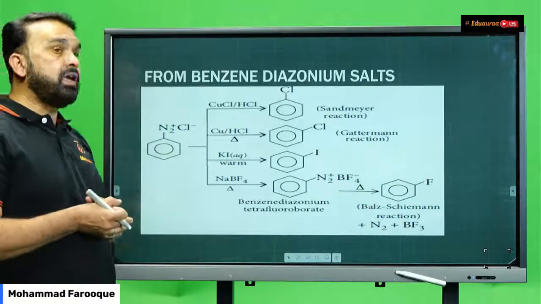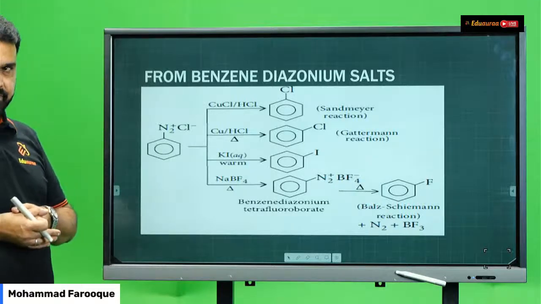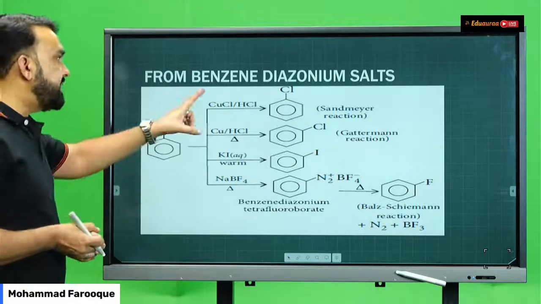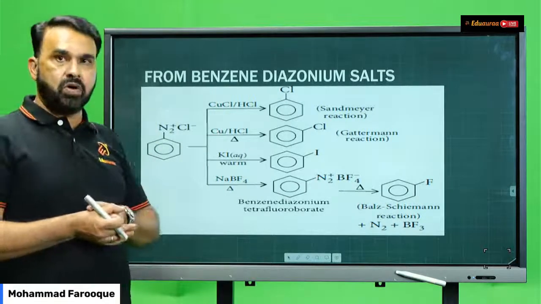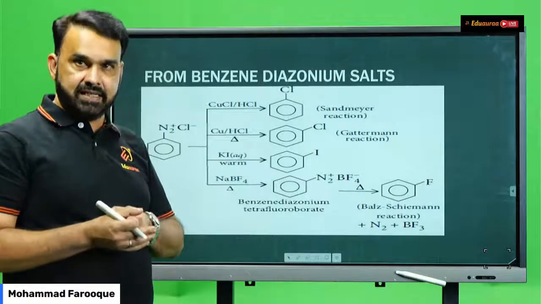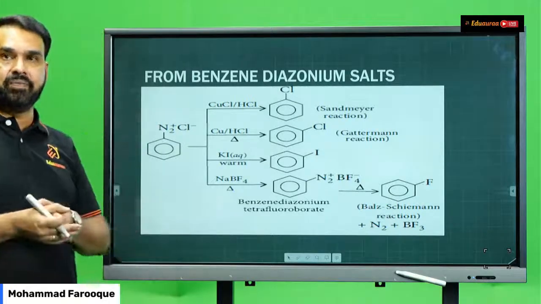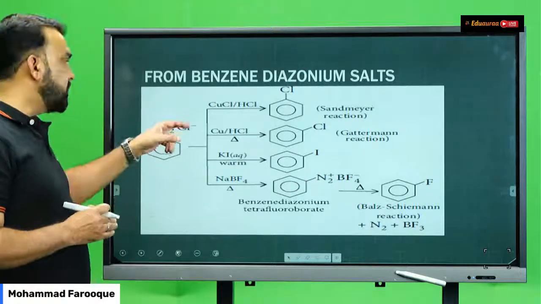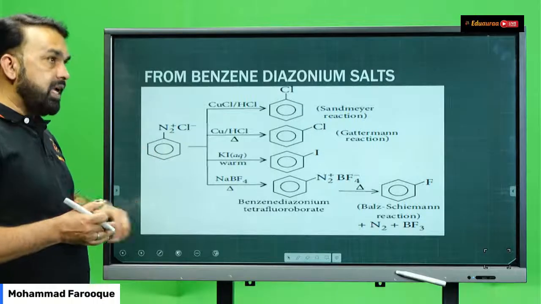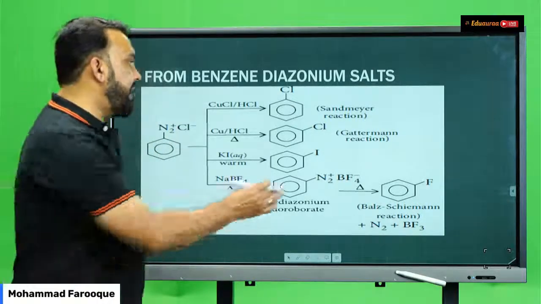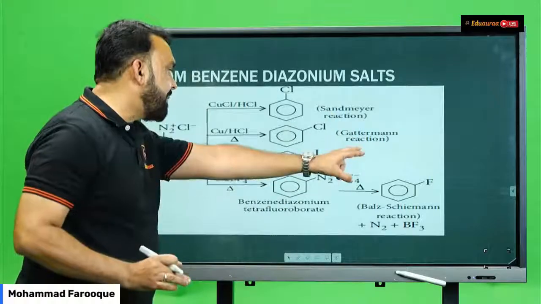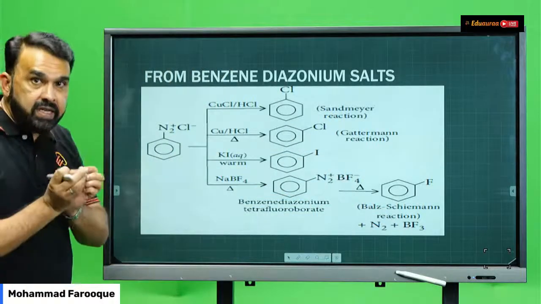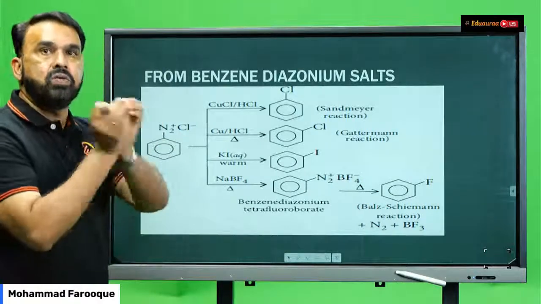Now, these are all important name reactions, and this table or this chart is important for you to remember. Benzene diazonium salt. What is the benzene diazonium salt? When benzene is treated with nitrous acid, HNO2 and HCl, benzene gets converted to benzene diazonium salt, N2Cl minus attached to the benzene ring. Here you can see there are name reactions: Sandmeyer's reaction, Gattermann's reaction, and Balz-Schiemann reaction. Only see on the arrow the difference that will give you the product.